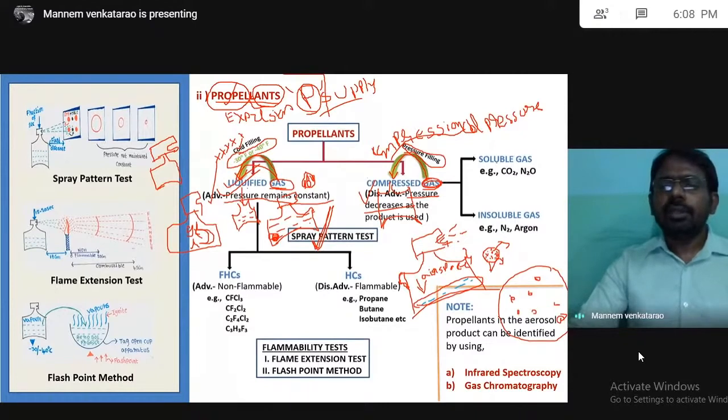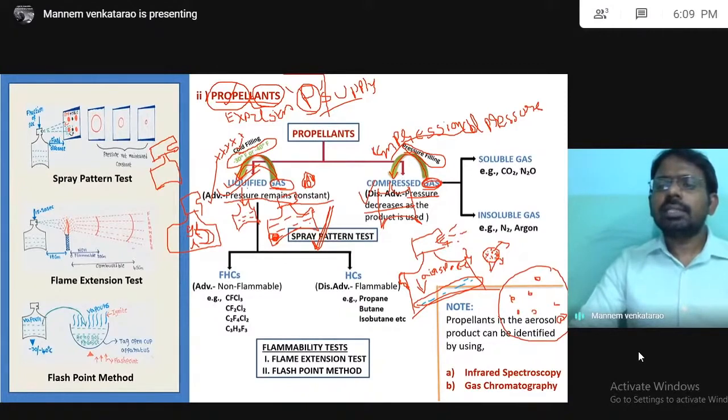Okay. Next, compressed gas is again classified into soluble gas and insoluble gas. Sir, you already told that only liquefied is preferable. Yes, even though only liquefied gas is preferable, it is needed to learn the compressed gases also. So compressed gases are again classified into water soluble gases and water insoluble gases.